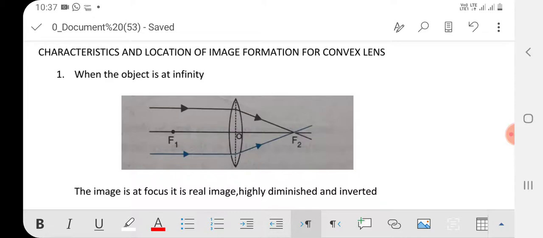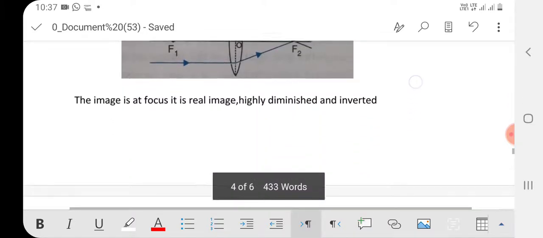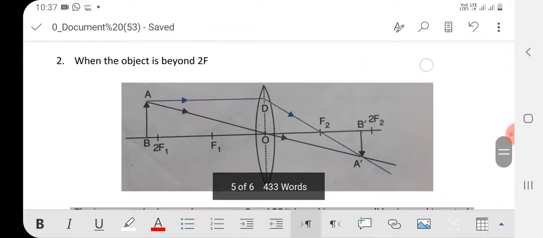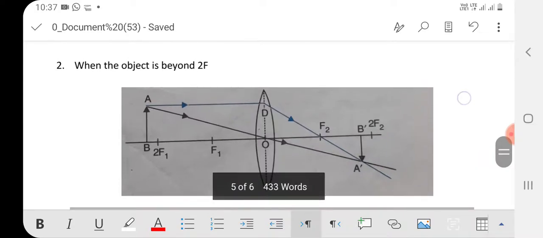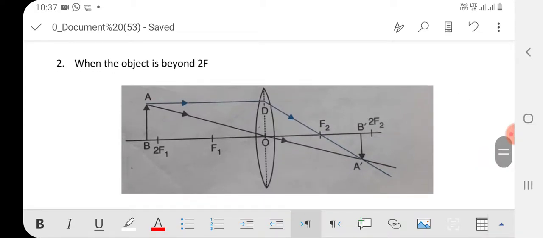Now what is the nature of this image? The image is at focus, it is a real image, highly diminished and inverted. So this is the first image formation of the object. And the second one, when the object is beyond 2F. When the object is beyond 2F, you can see in the diagram.